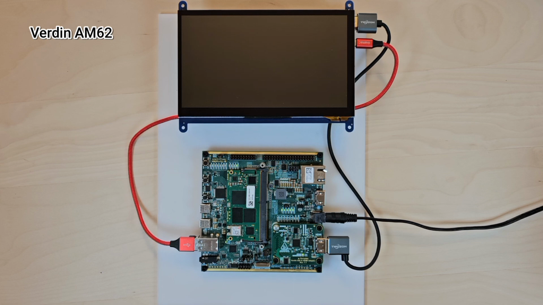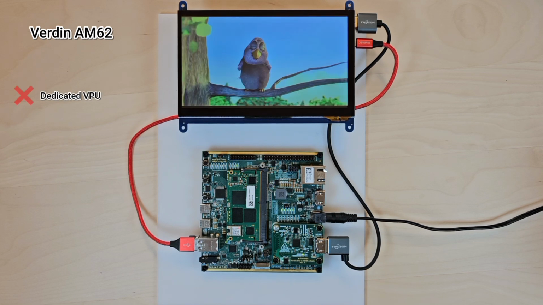On the Verdin 62, there is no dedicated video processing unit. Video decoding relies on general-purpose processing resources, which made it difficult to sustain 60 frames per second under the same conditions. Visible frame drops and playback latency were observed.